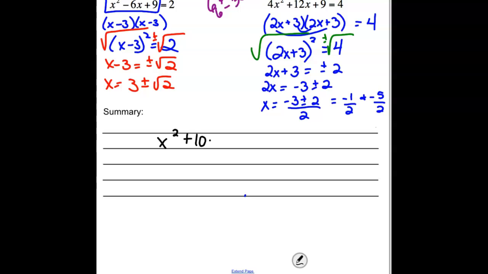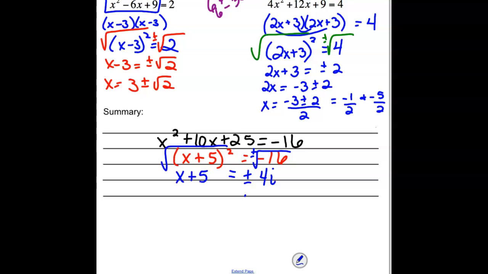x squared plus 10x plus 25 equals negative 16. We can factor the left side into x plus 5, so it becomes x plus 5 squared. When we go to square root, we are square rooting a negative. Remember, that's going to turn into an imaginary answer. So we're going to get plus minus 4i on the right-hand side, and on the left, just x plus 5. The square and square root cancel each other out.